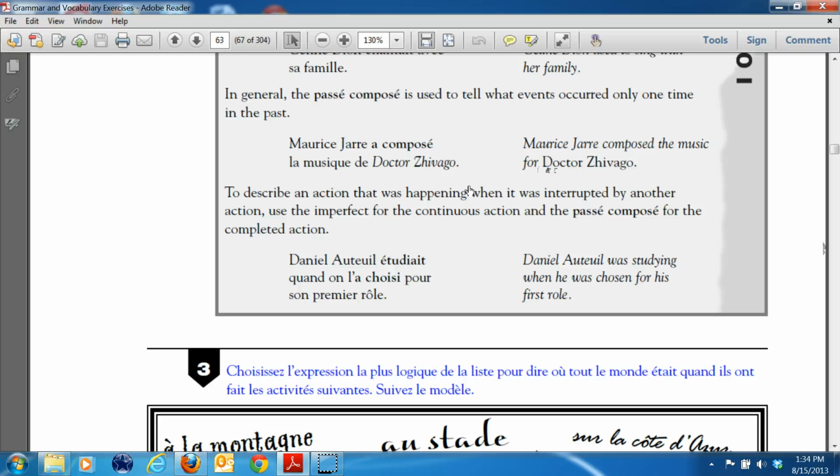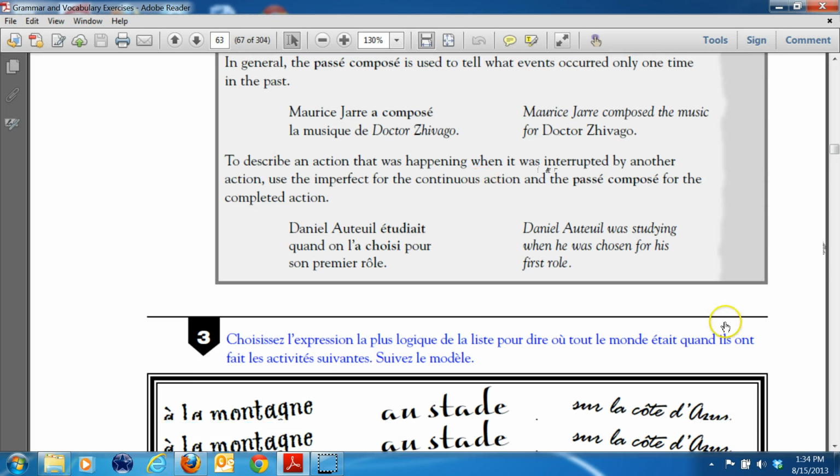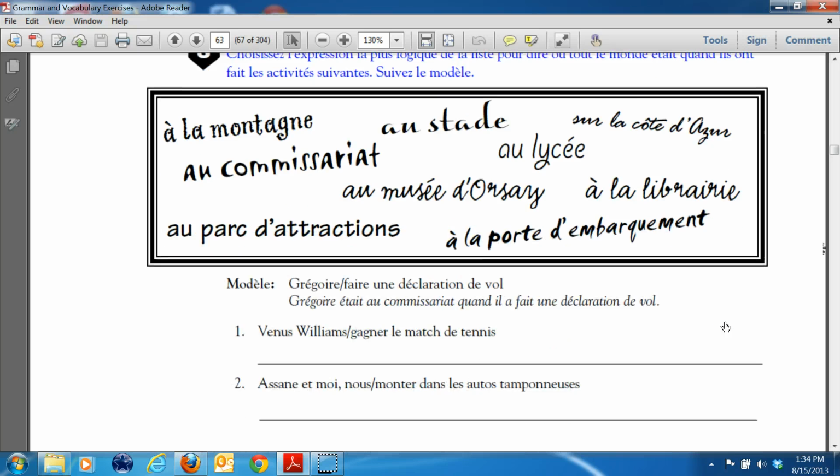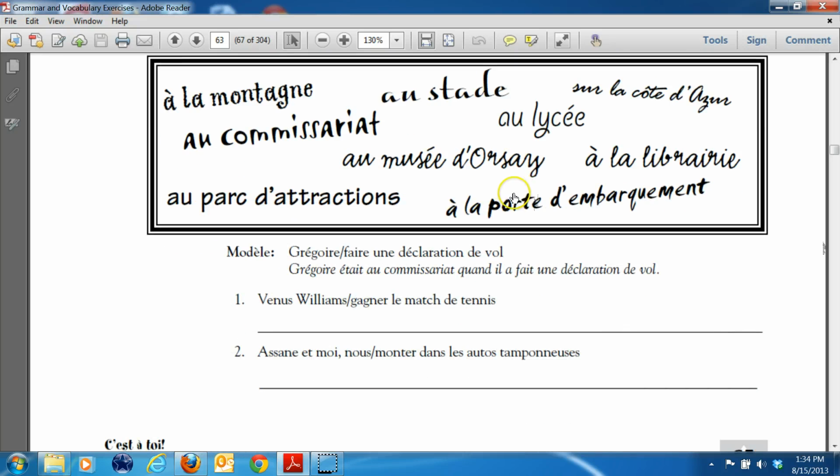To describe an action that was happening when it was interrupted by another action, use the imperfect for the continuous action and the passé composé for the completed action. So Daniel Auteuil étudiait quand on l'a choisi pour son premier rôle. Daniel Auteuil was studying when he was chosen, or someone chose him for his first role. So in these sentences, you're going to do a continuous event with an interruption.